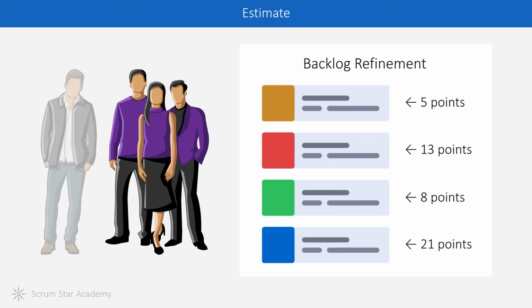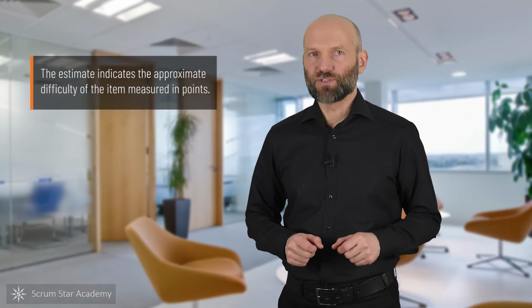The development team is responsible for all these estimates. The product owner can help them understand the items, but since the developers will do the actual work, they should be the ones doing the estimating. We'll have a whole video explaining backlog refinement in detail. For now, just remember that the estimate indicates the approximate difficulty of the item measured in points.